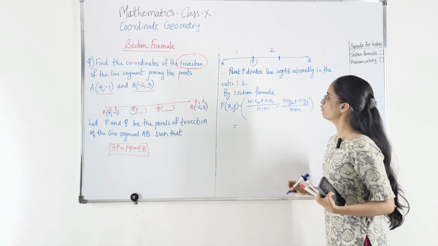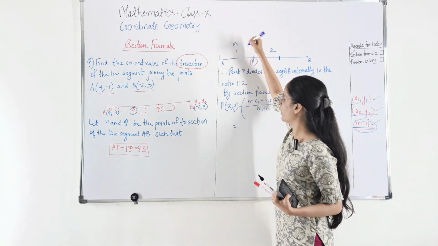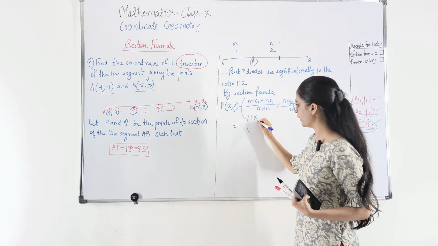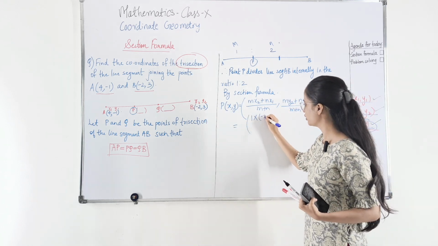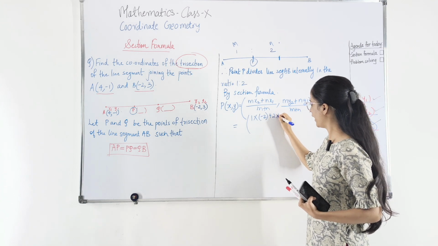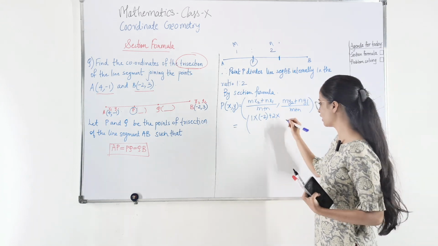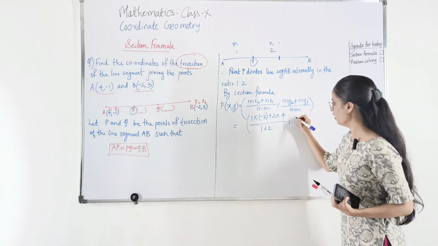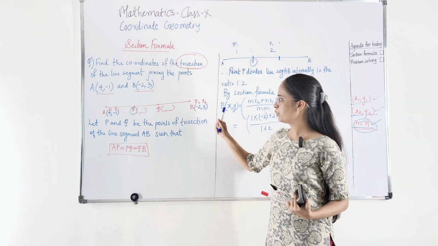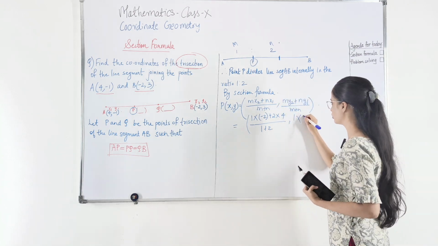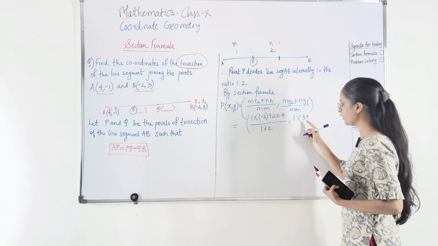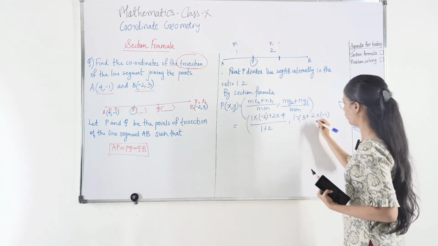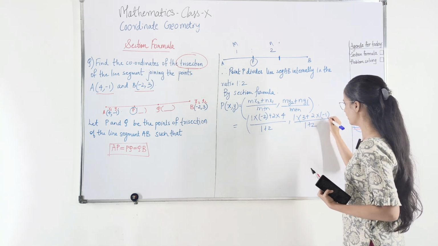Now, the value for m over here is 1 and the value for n over here is 2. So just substitute 1 into x2, which is -2, plus n, which is 2, into x1, which is 4, upon 1 plus 2, comma 1 multiplied by y2, which is 3, and y1 is -1. So 1 into 3 plus 2 into -1, the whole upon 1 plus 2.